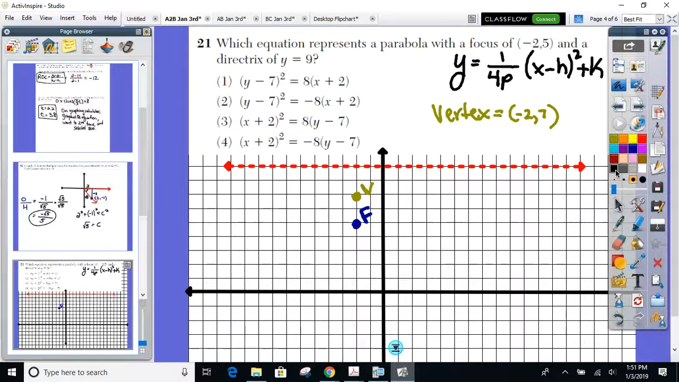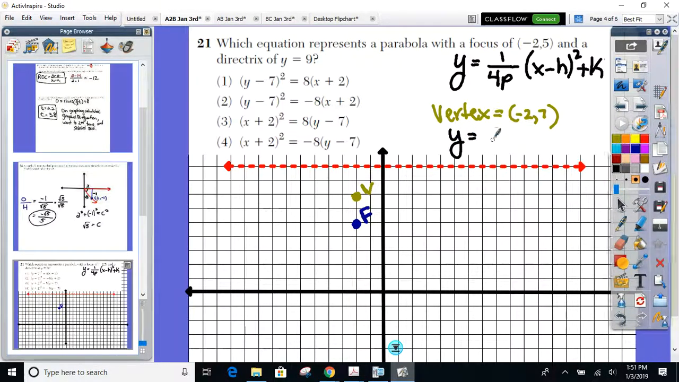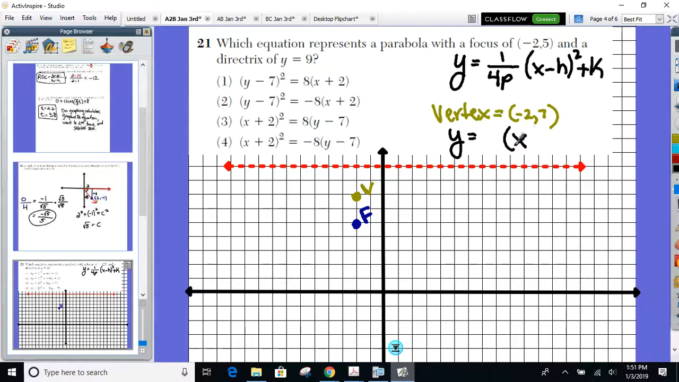All right, now when I plug it in, y equals, I'll do the 1 over 4p in a second. What's going to happen when I plug in a negative 2 for x? So x plus 2 squared. What about my k value? Plus 7. Thank you. So which two can I get rid of right now? It's x plus 2 squared, so I can get rid of 1 and 2 because that's y minus 7 squared. And now we're down to these two choices.